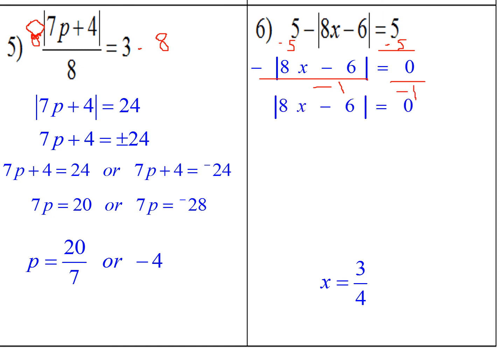See what we get. The absolute value of 8x minus 6 is equal to 0. We don't have to take the positive or the negative because 0 doesn't have a positive or a negative. So 8x minus 6 is equal to 0. We add 6 to both sides and divide by 8. And last, we simplify. That concludes your lesson on absolute value.